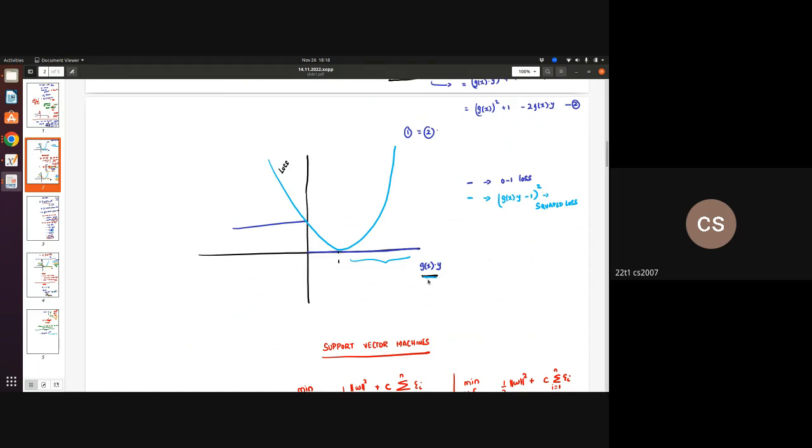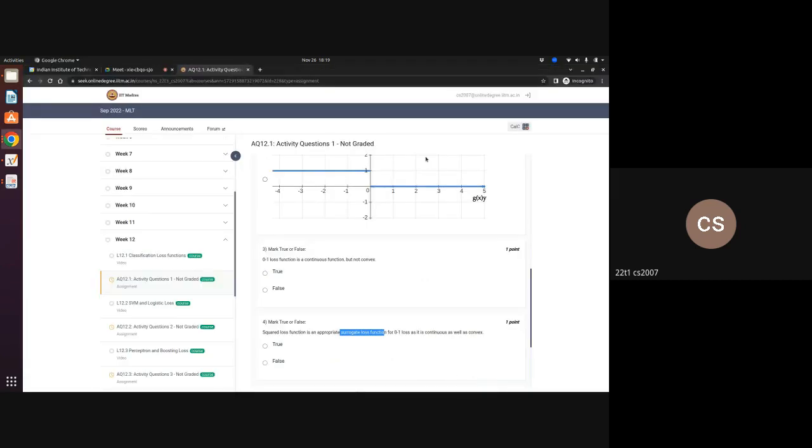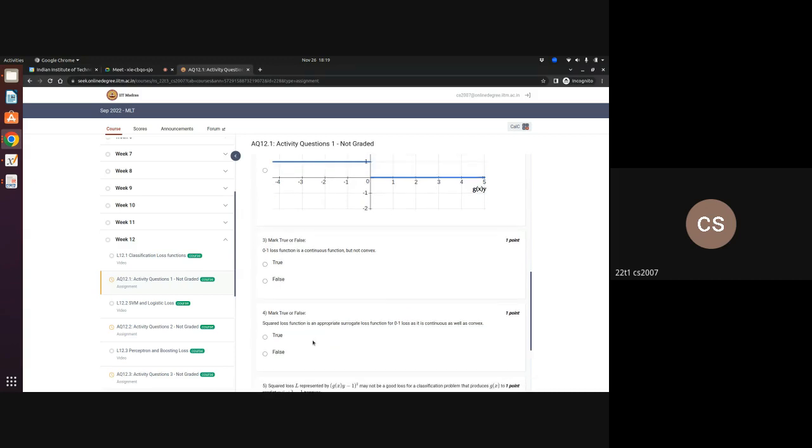When W transpose x into y is equal to 1, there is a 0 loss, which is correct. But this is also incorrect if you see. Even in this region, the 0-1 loss says there should be 0 error, because W transpose x into y is greater than 0, positive. This is still fine, it's low. But here in this region, you see this is huge. So even when the classification algorithm is making no mistake, squared loss is giving a huge error. Due to this reason, squared loss is not an appropriate surrogate loss function for 0-1. So the correct answer will be false.